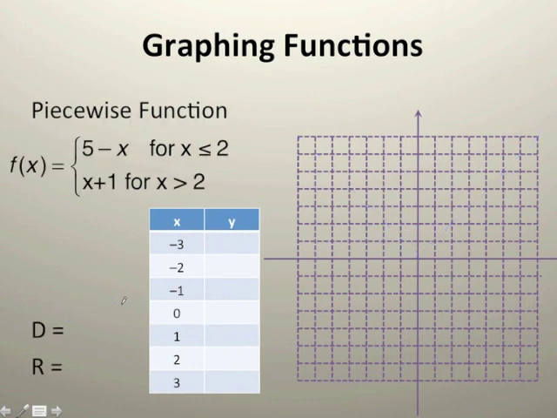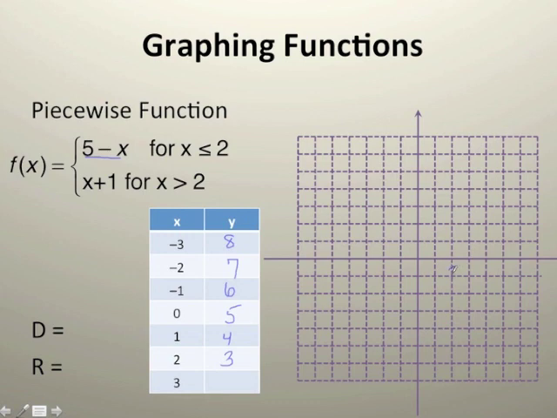Now this is a true piecewise function. If x is less than or equal to 2, then we do 5 minus x. So 5 minus -3 would be 8. 5 minus -2 would be 7. 5 minus -1 would be 6. 5 minus 0 is 5. 5 minus 1 is 4. And 5 minus 2 is 3. So I could graph those points.